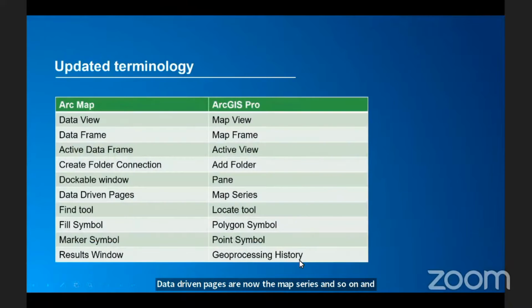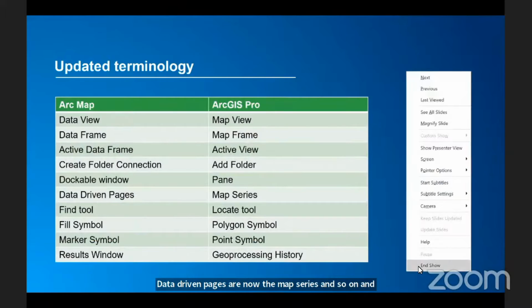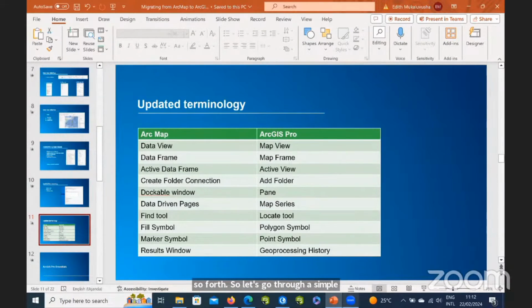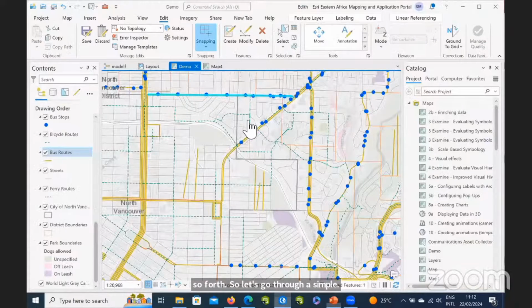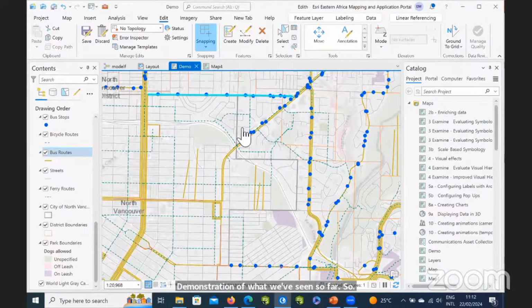So let's go through a simple demonstration of what we've seen so far. This is the user interface for ArcGIS Pro. And when I open it, you can see I have my map already open. But I would like us to first see how you get started.